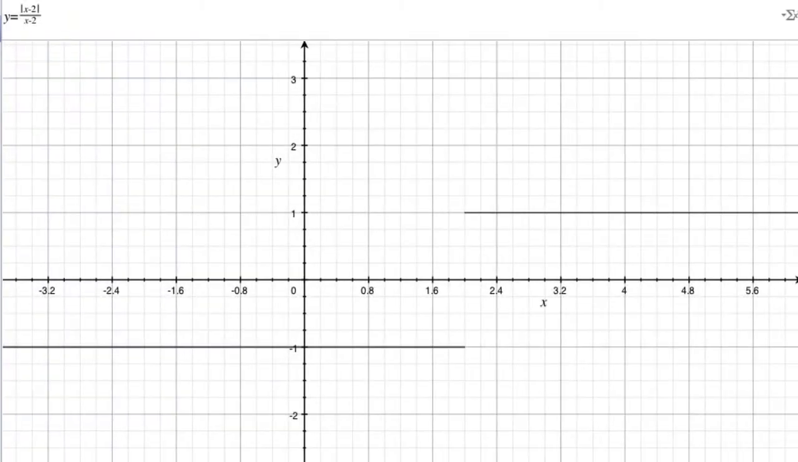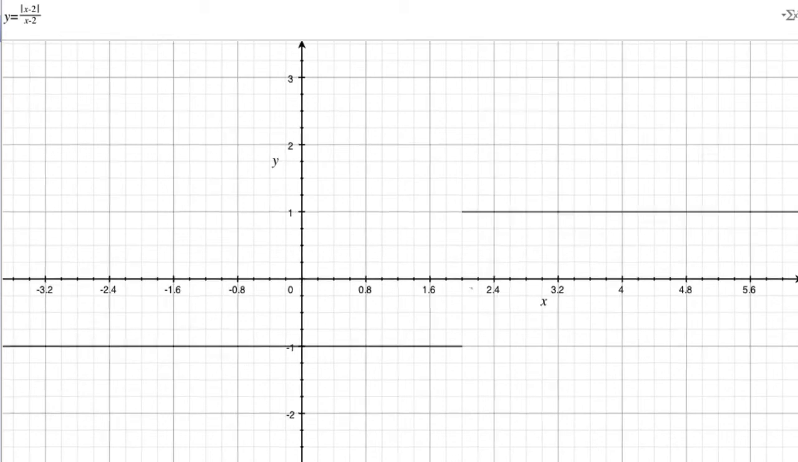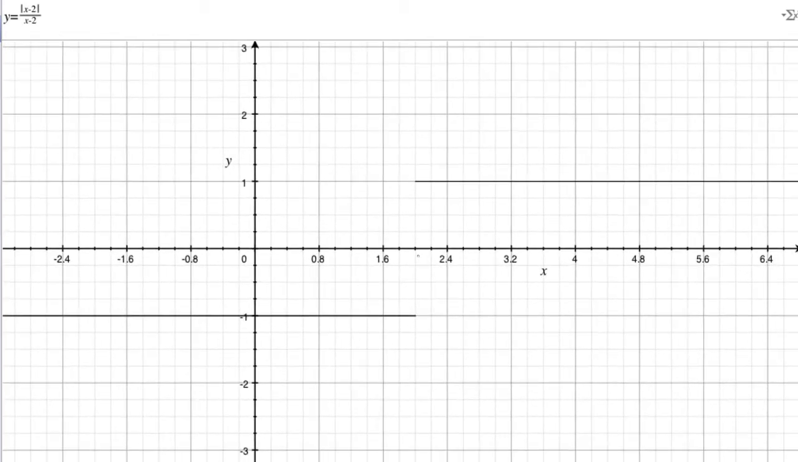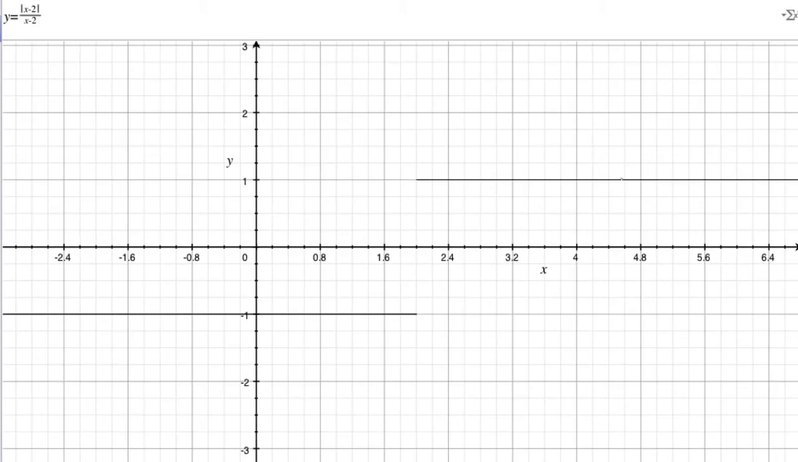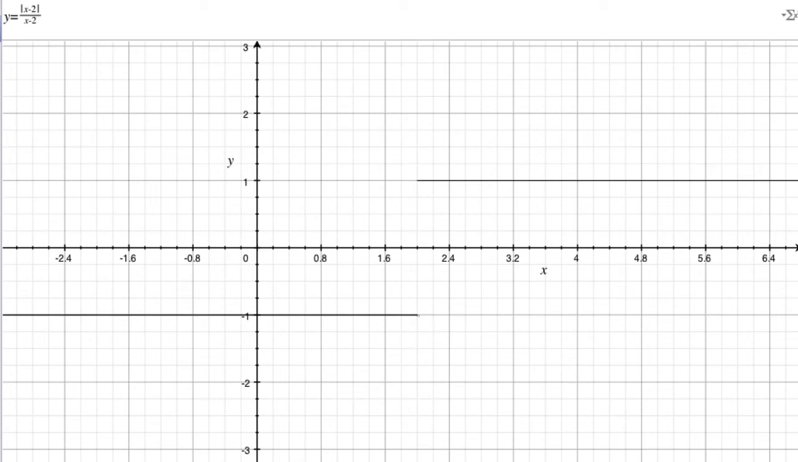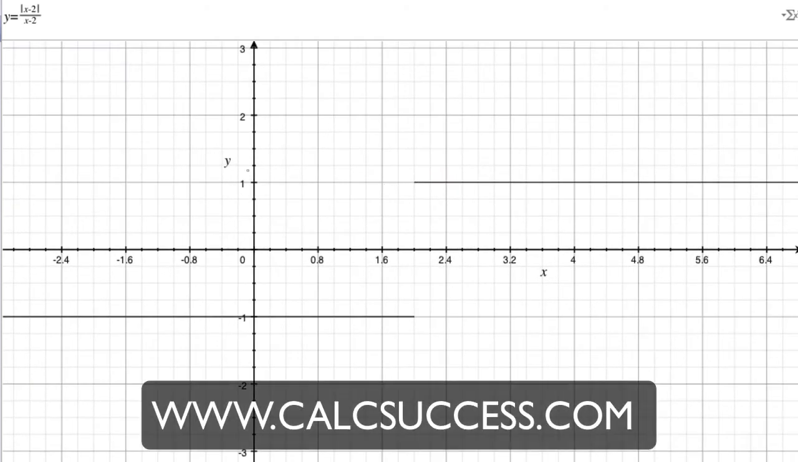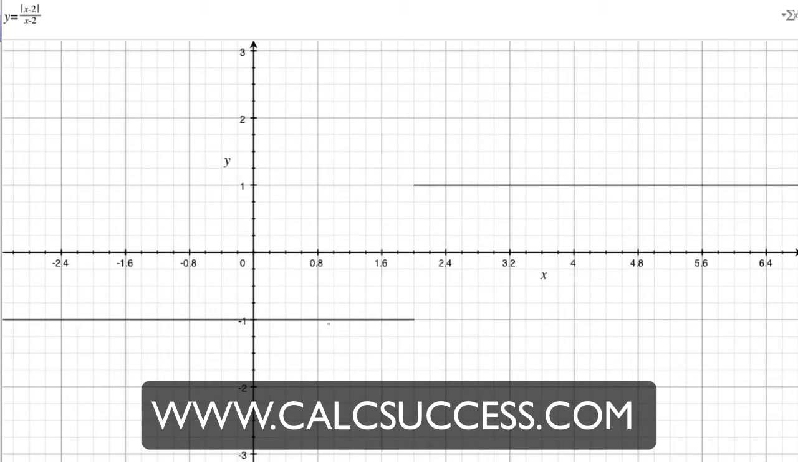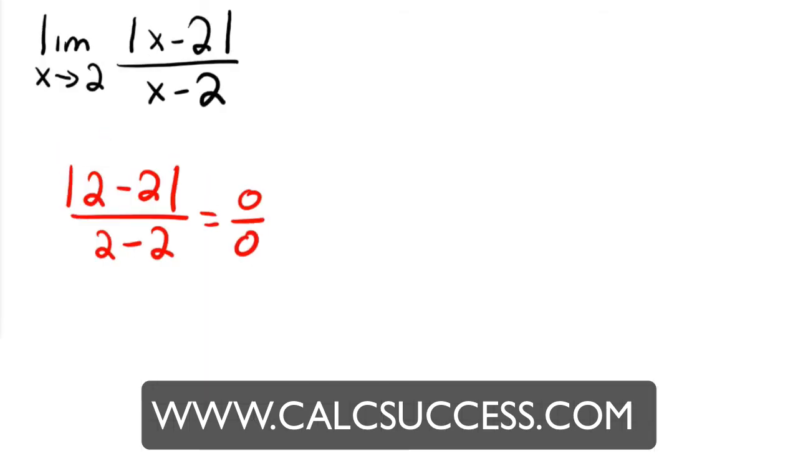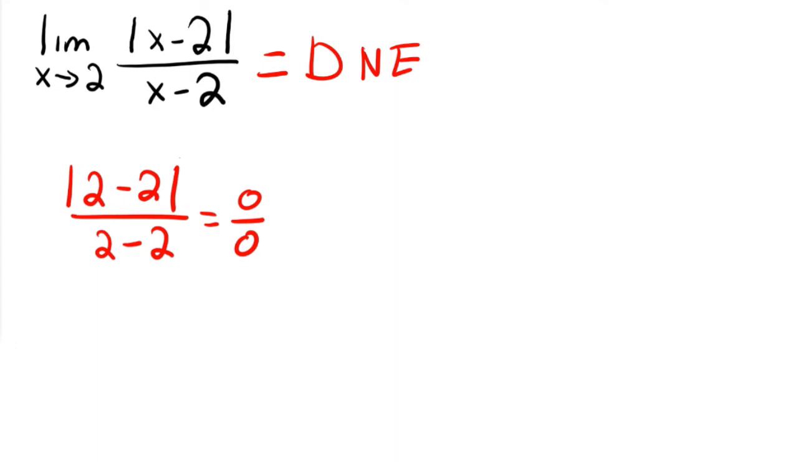If you graph this guy, you'll notice that when x is greater than 2, so 2 is right there, this function is equal to positive 1, but when x is less than 2, this function equals negative 1. So the limit this time doesn't exist, because when you come in from the right side, it's approaching positive 1, but if you're approaching from the left side, it equals negative 1. So this limit does not exist. Now we're going to talk about how to do these algebraically later, but for now we can see graphically that it doesn't exist.